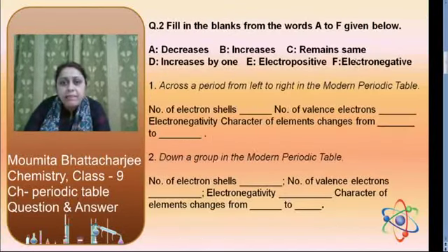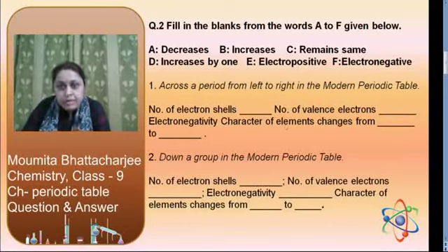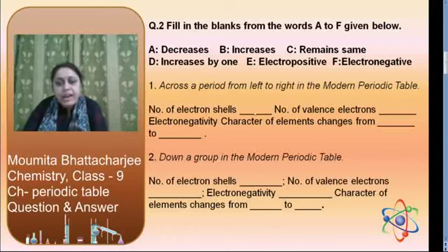Next we have fill in the blanks from the words A to F given below: decreases, increases, remains same, increased by 1, electropositive, electronegative. Now first one, across a period from left to right in the modern periodic table, number of electron cells remains same. Number of valence electrons increases by 1. Electronegativity character of elements changes from left to right. Left to right, electronegativity character increases.